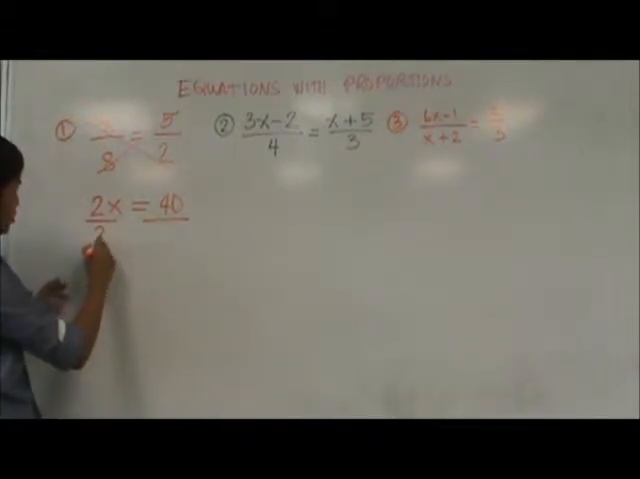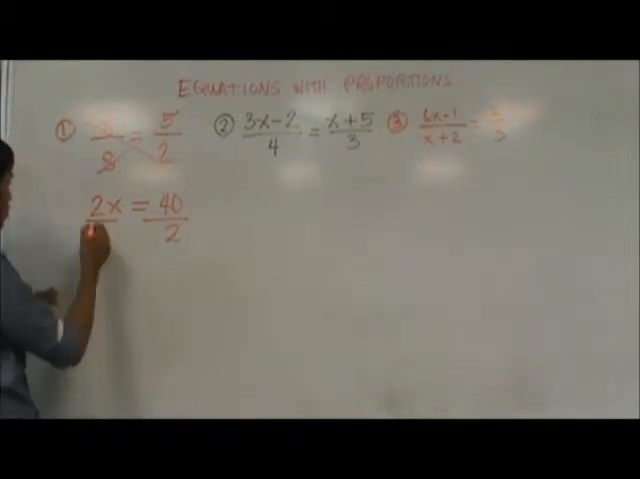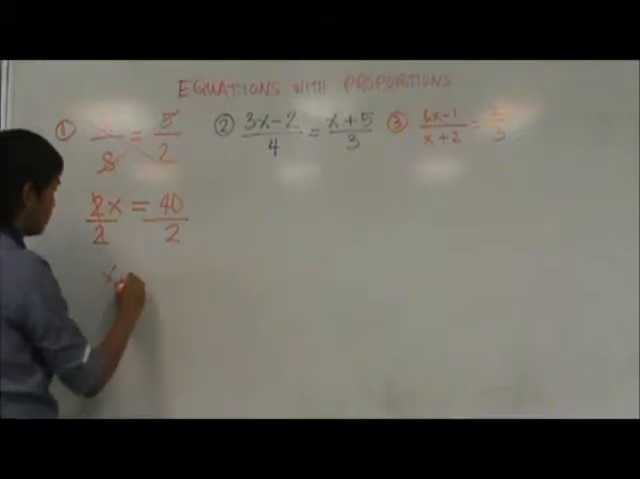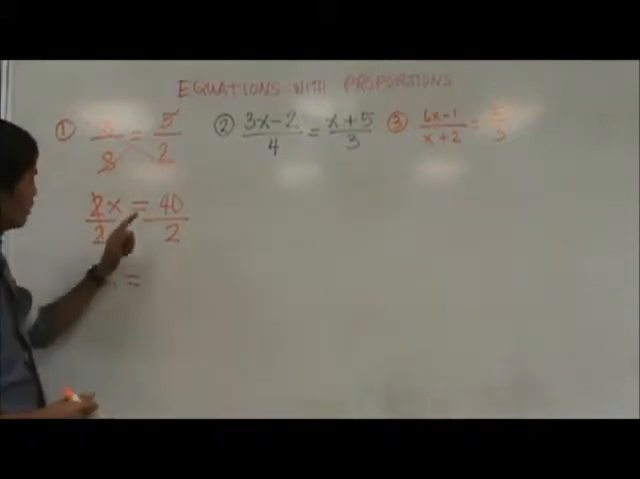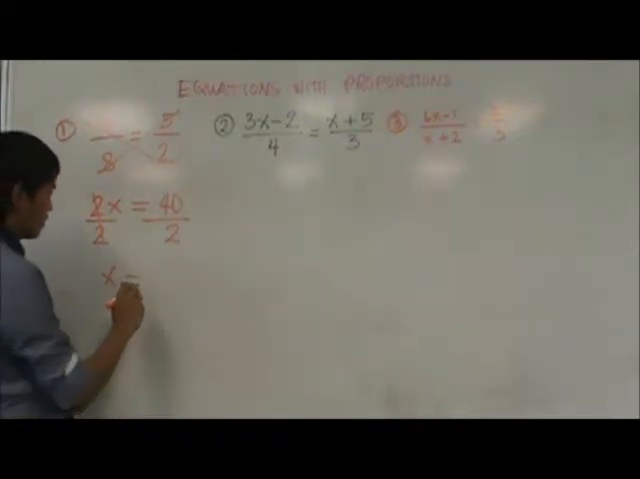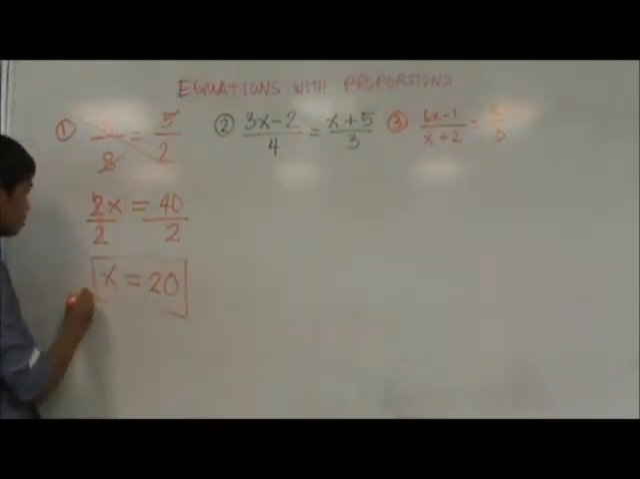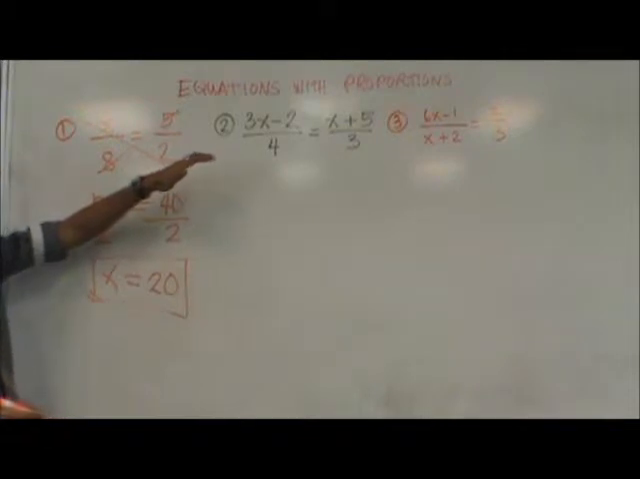2, so we have to divide both sides by 2, and I can cancel out the 2's, and now I have x alone. But how about 40 divided by 2? Using your mental math, it should be equal to 20. This is how you solve equations with proportions.